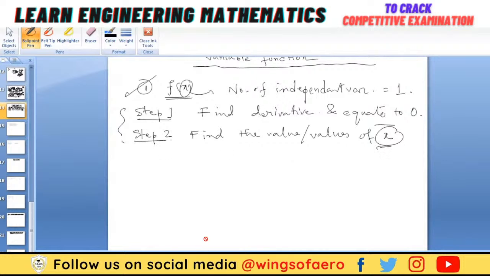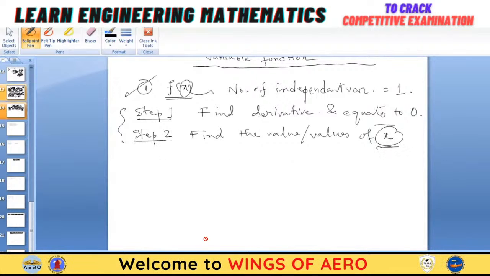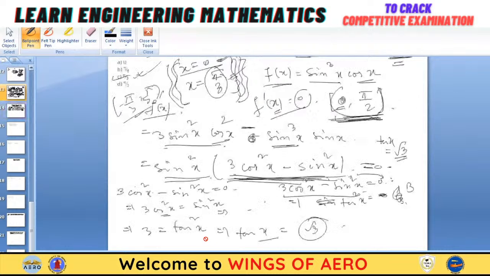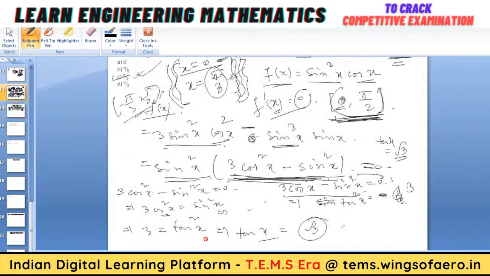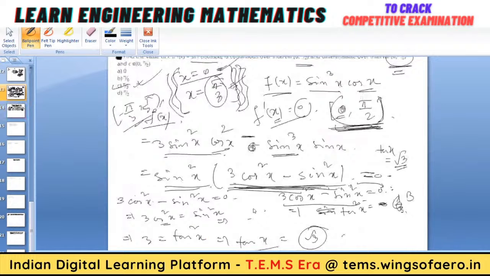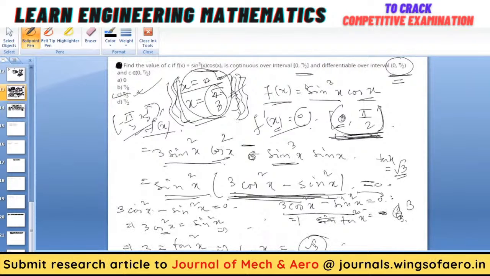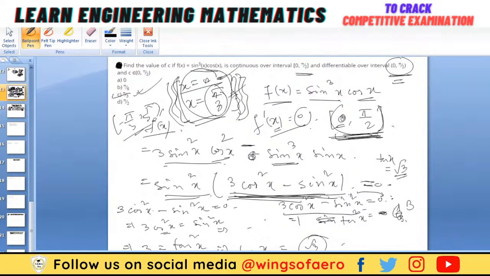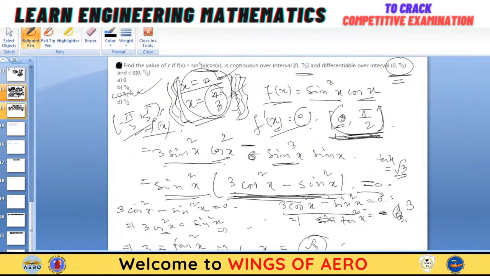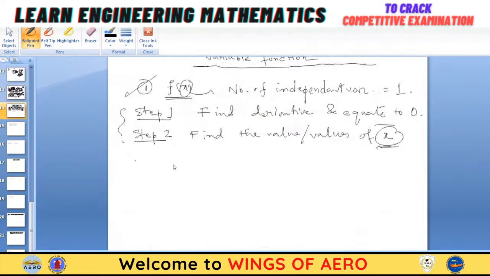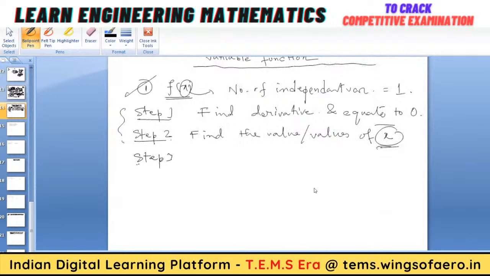So I am considering this example. After finding the values of x, 0 and pi by 3, either at these values the function has a maximum or the function has a minimum value. Now how can you understand whether the function attains a maximum or minimum value at that point or not? The condition is: find the second derivative, the double derivative.